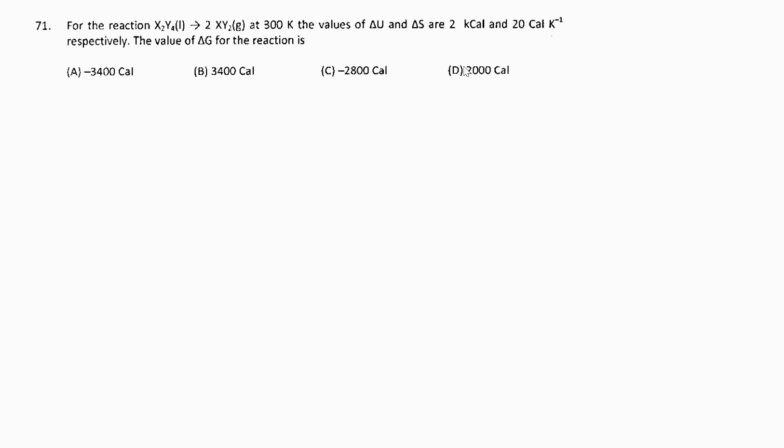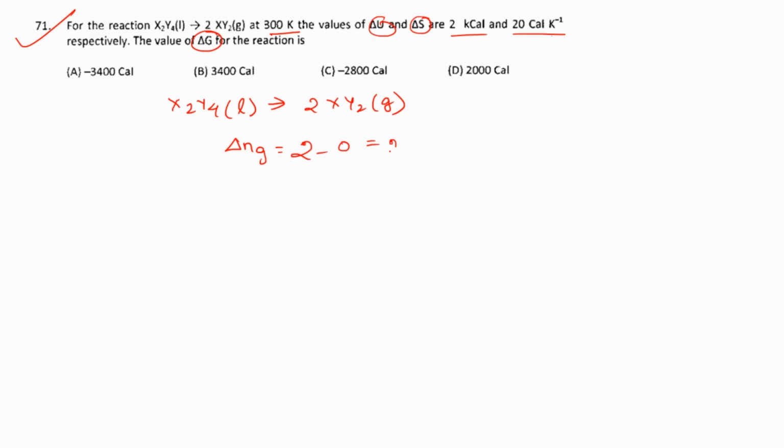Okay. Now the next question is 71. For the equation X2Y4 gives 2XY2 at a temperature of 300 Kelvin, the values of del U and del S are given. I need to find the value of del G. So X2Y4 liquid gives me 2XY2 gas. Now del Ng is the change in number of moles in the gaseous part, so it's 2 over here, minus there are no gaseous reactants over here, so it's 2.